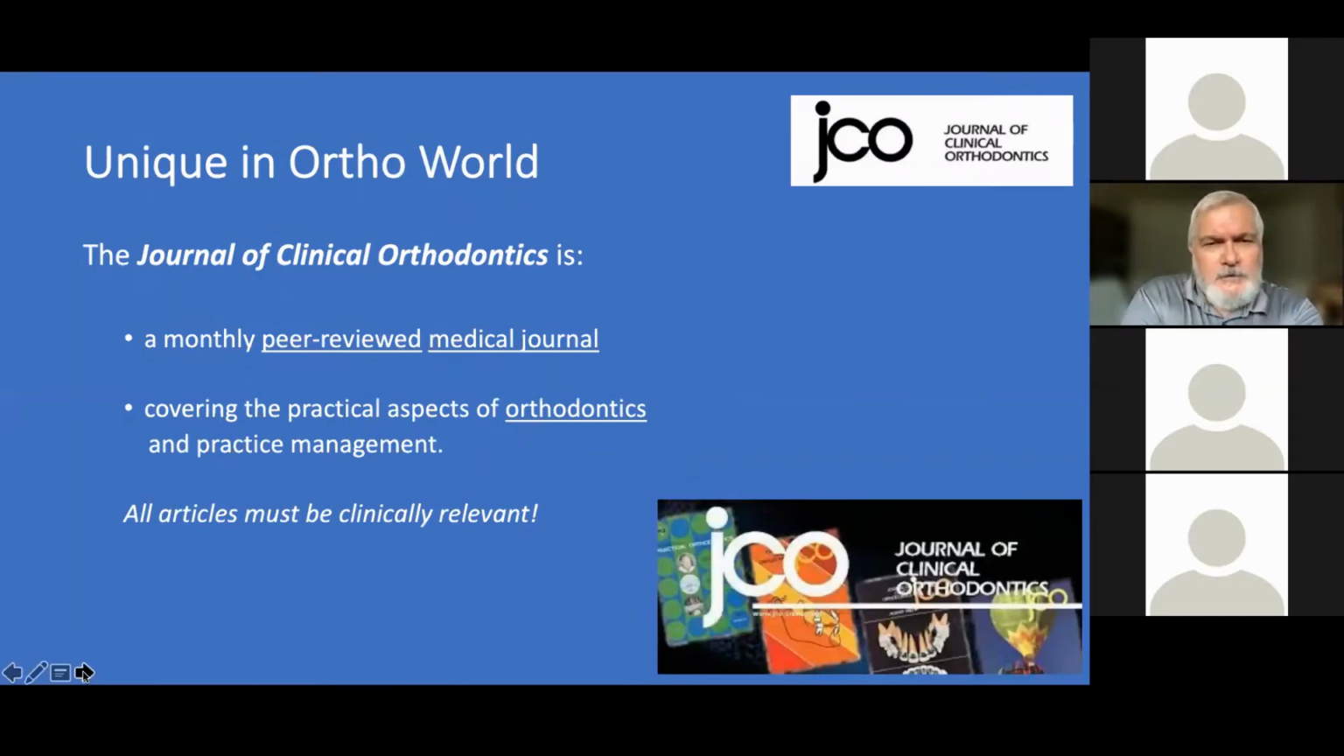So, welcome to the Journal of Clinical Orthodontics. JCO, as it's known, the Journal of Clinical Orthodontics is known as JCO the world over. We are very much unique and proud of our uniqueness in the ortho world, and we will explore that just a little bit. The Journal of Clinical Orthodontics is a peer-reviewed medical journal. I've had questions coming from academics mostly about the status of our peer review, and we are fully peer-reviewed. I'll go into that process a little bit later in my presentation.